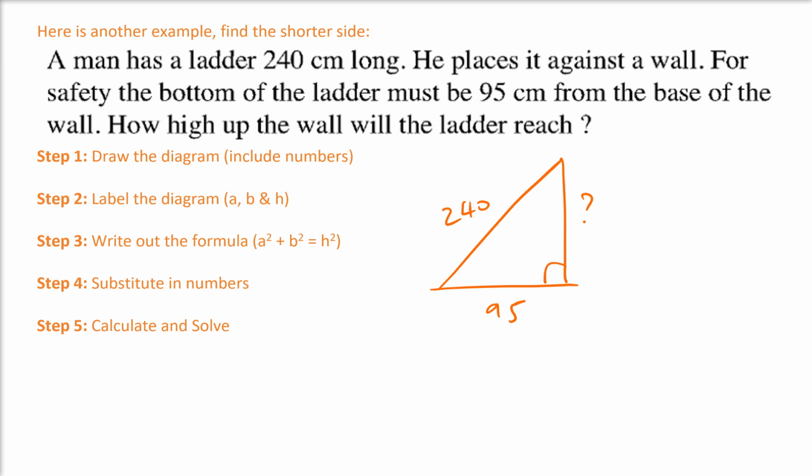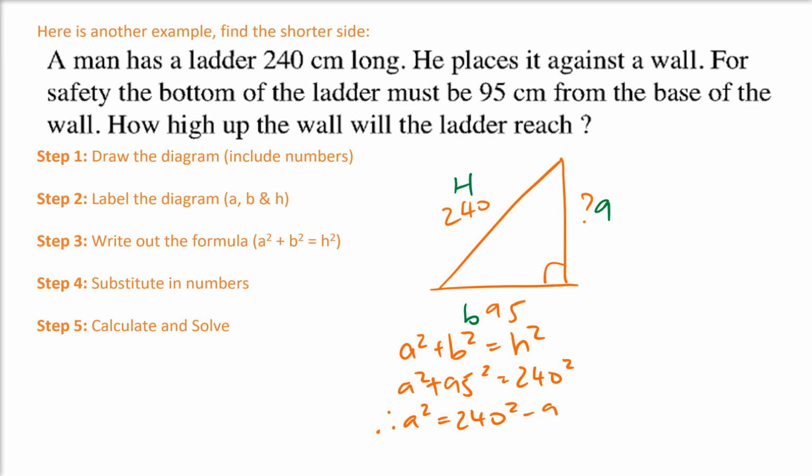Here's my right angle. So here is H, here is A, and here is B. Write out A squared plus B squared is H squared. Substitute in 95 squared plus 240 squared is A squared. So therefore A squared is 240 squared minus 95 squared. And then A will be the square root of that answer, which is 220.4 centimeters up the wall.